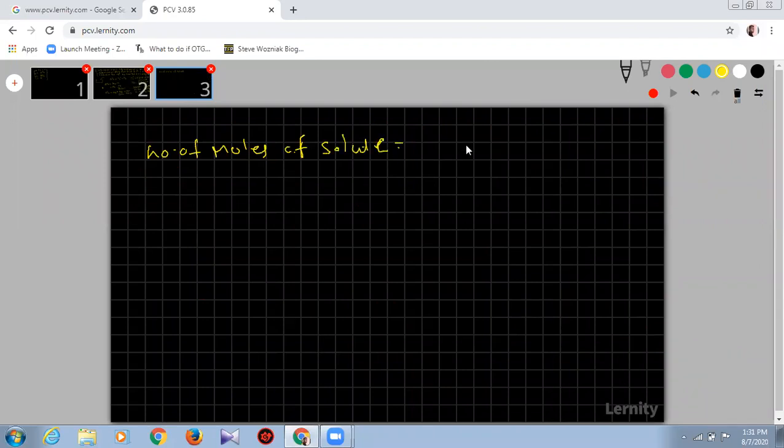So 6 grams of urea. That is the number of moles of urea plus the number of moles of glucose that we need to calculate. Number of moles of solute is weight by gram molecular weight: 6 by 60 plus glucose, 9 grams, and the molecular weight is 180. How much will come? 6 by 60 is 1 by 10, that is 0.1, plus 9 by 180, which is 1 by 20, that is 0.05. That is equal to 0.15 moles.